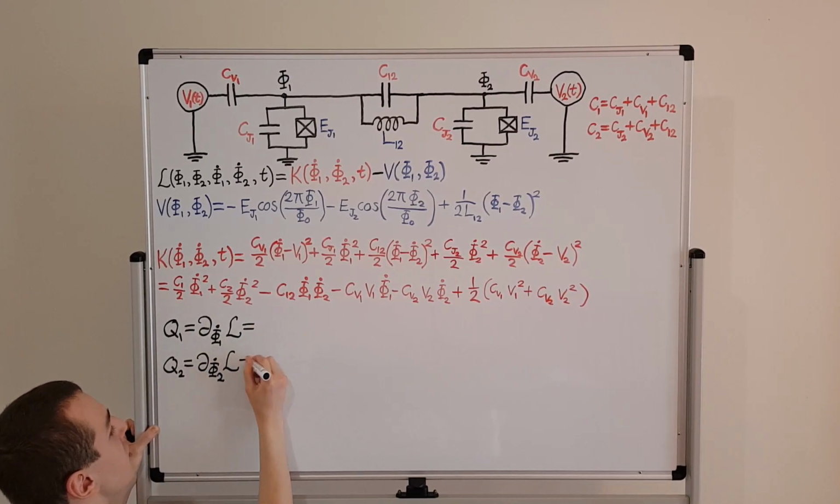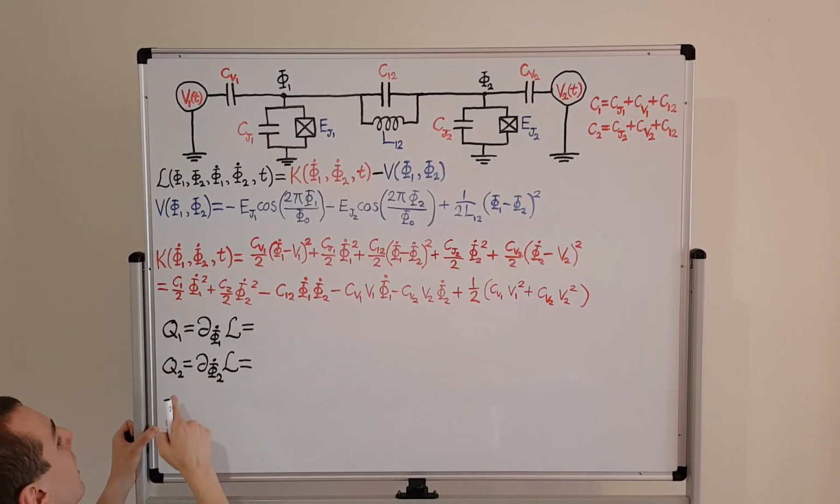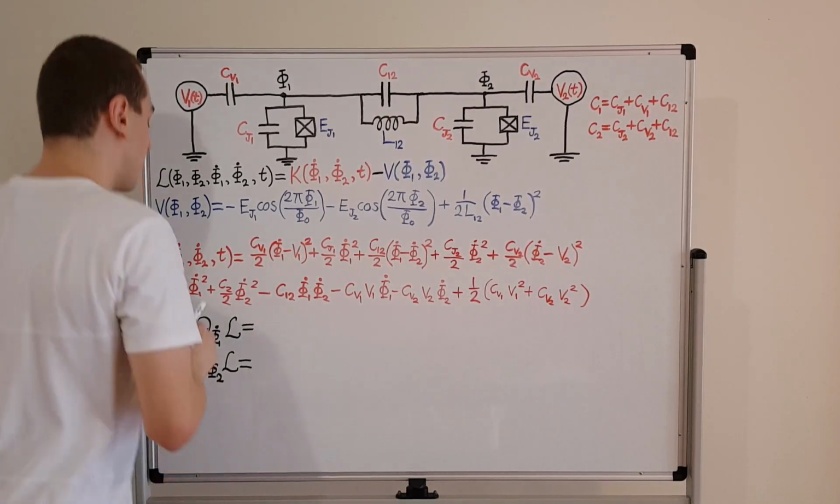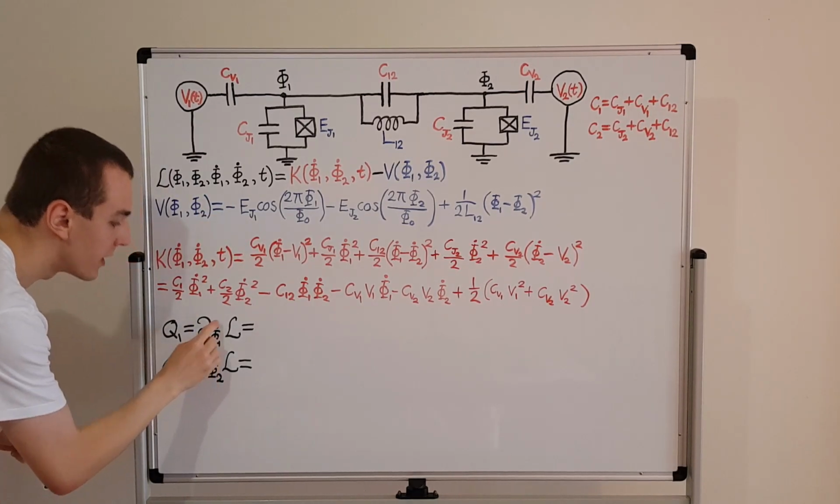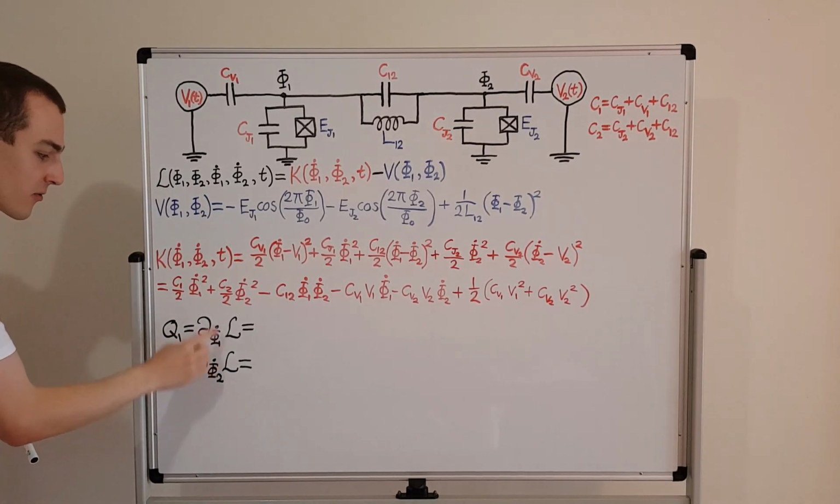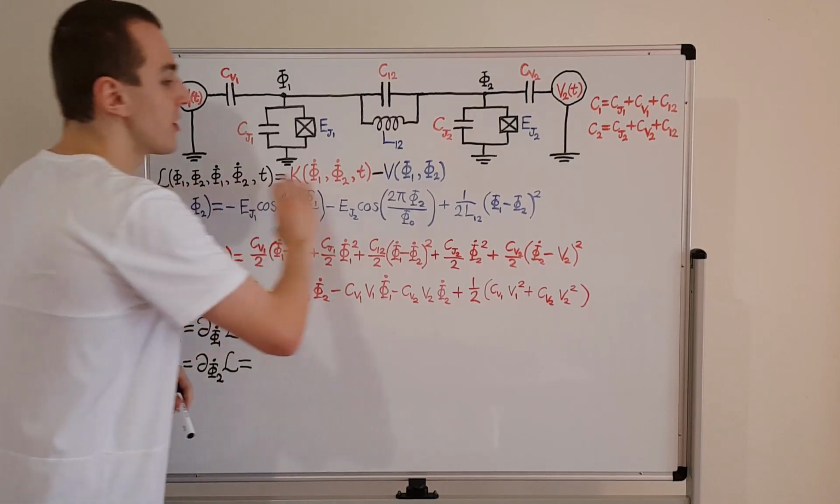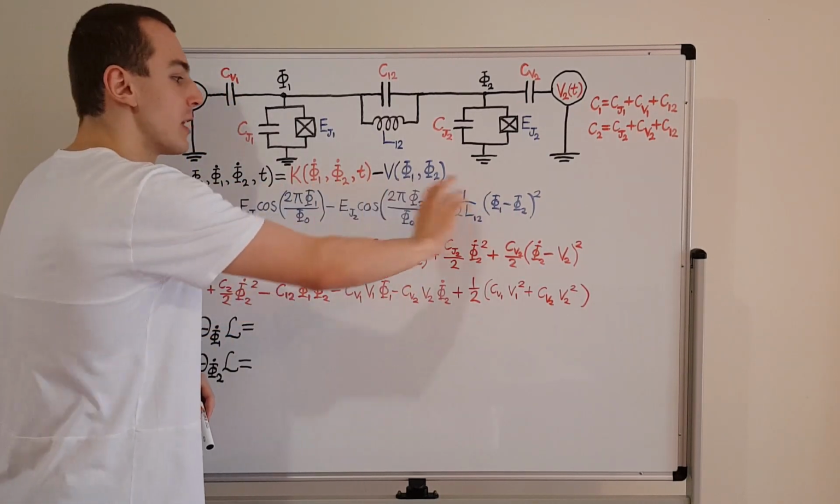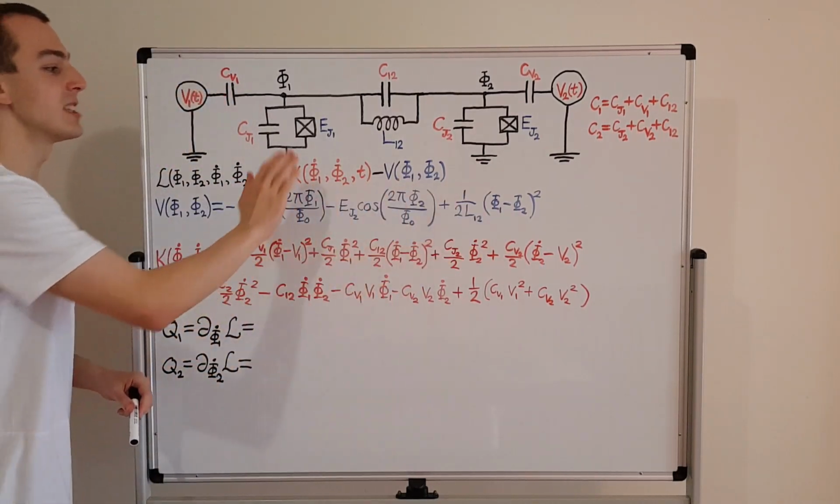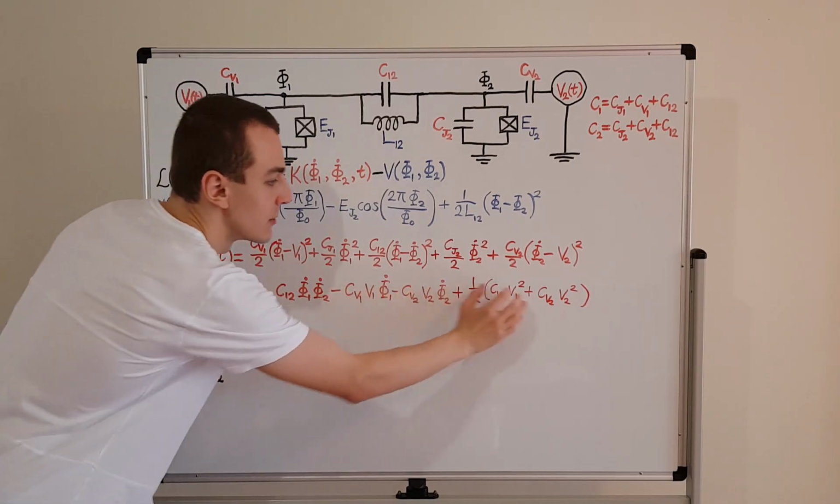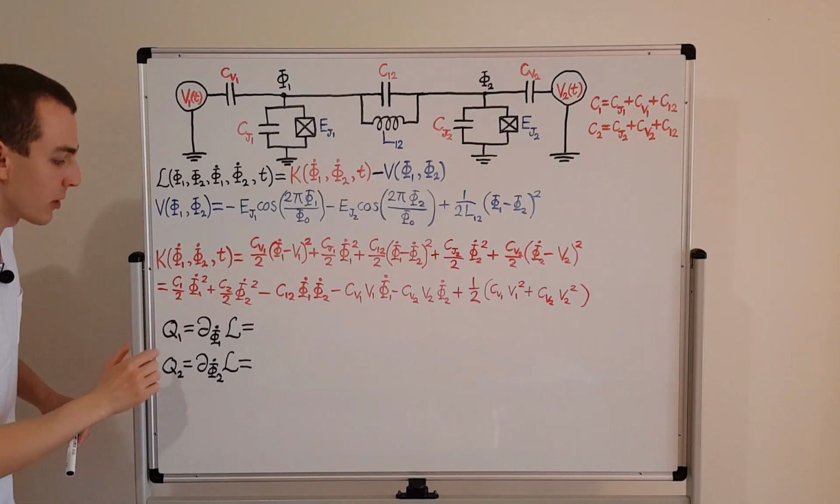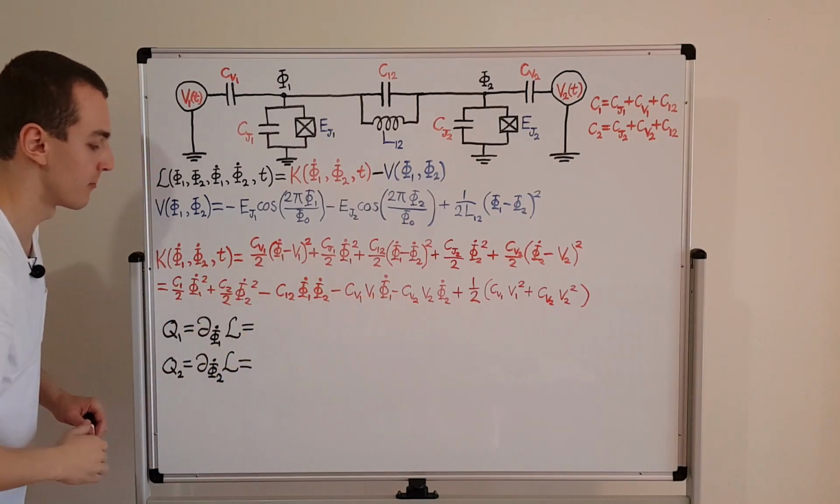Let's have a look at all the terms that contribute to q1 and q2. So first, let's differentiate the Lagrangian with respect to phi1 dot. Now, because these are phi dots, we're not even going to consider the potential energy. So the potential energy has no phi dots, it only has phi's. So we're only looking at the capacitive terms in the kinetic energy. So we're interested in these terms over here.